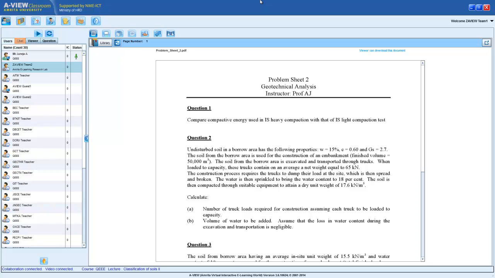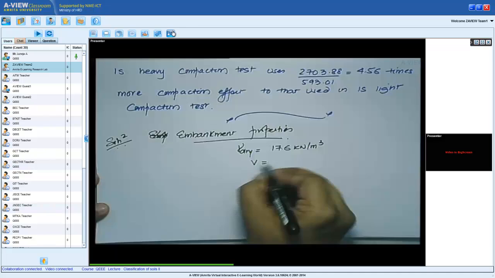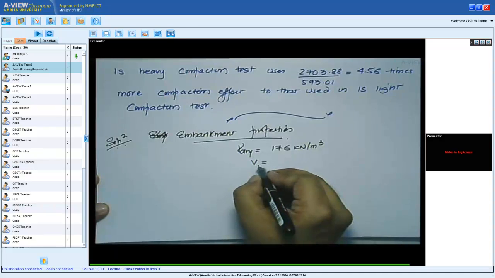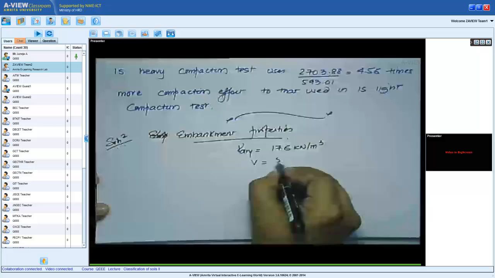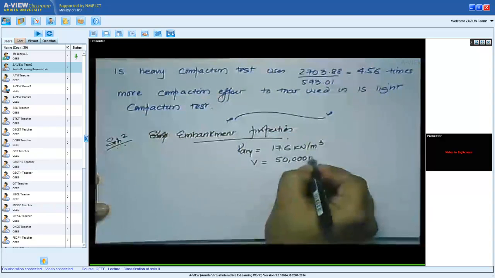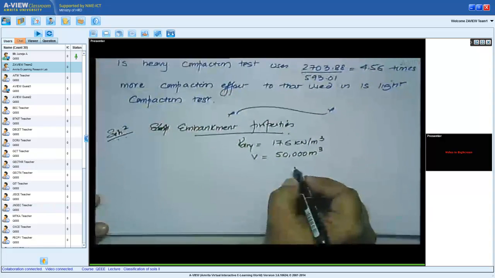The solution to embankment properties. So you have the first one, the dry unit weight of the embankment is given as 17.6 kilonewton per meter cube. You have also been given that the finished volume of the embankment, that's the total volume of the embankment, is 50,000 meter cube. That's the thing given.